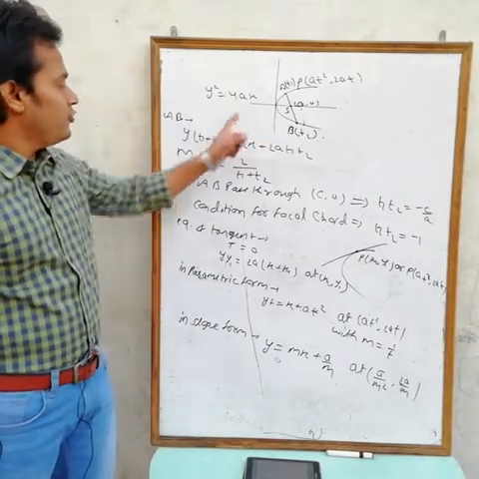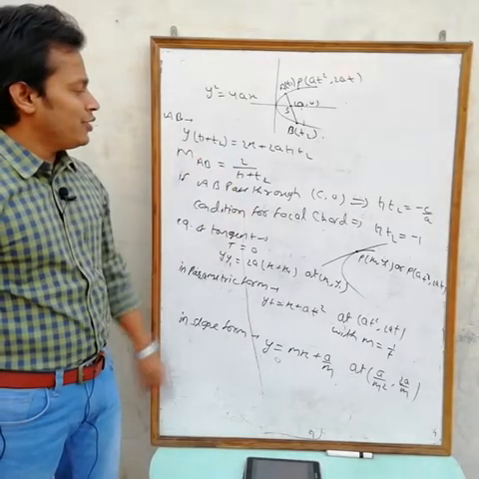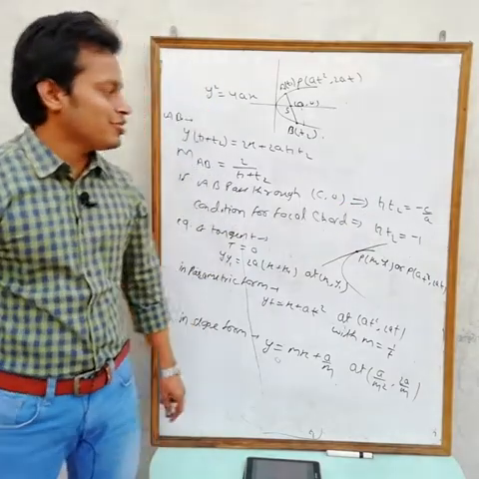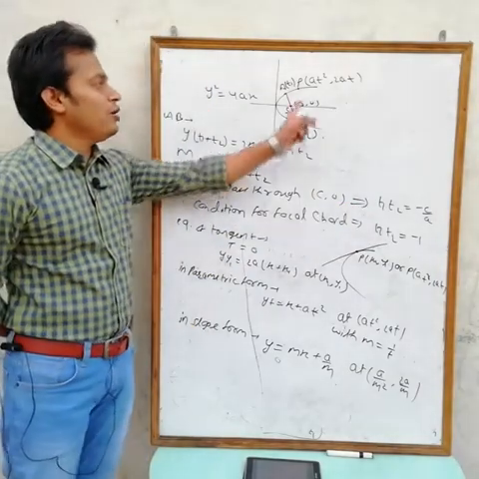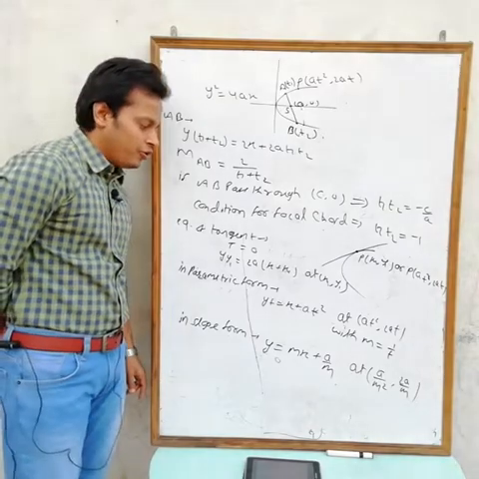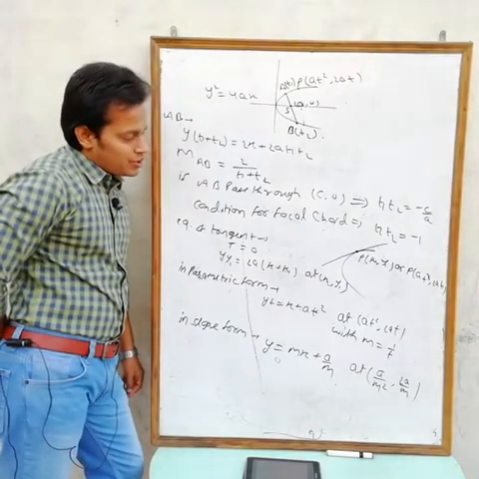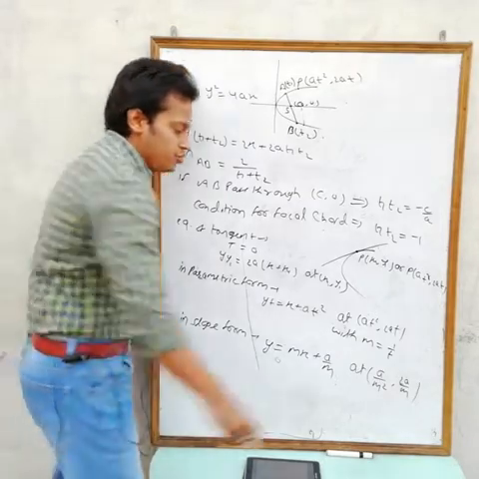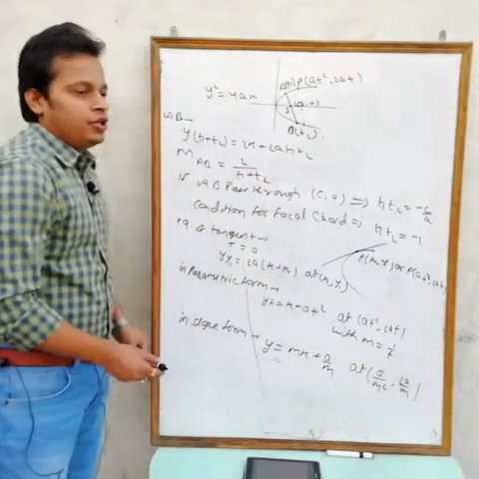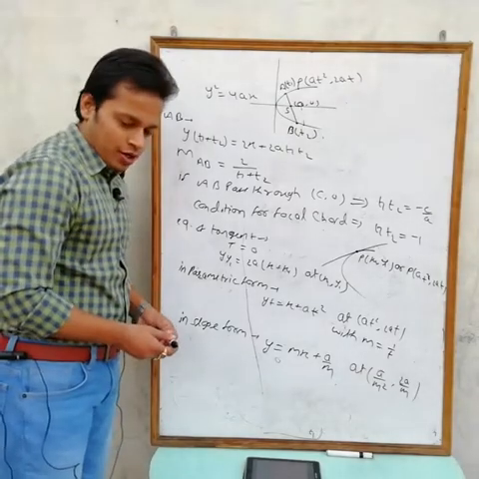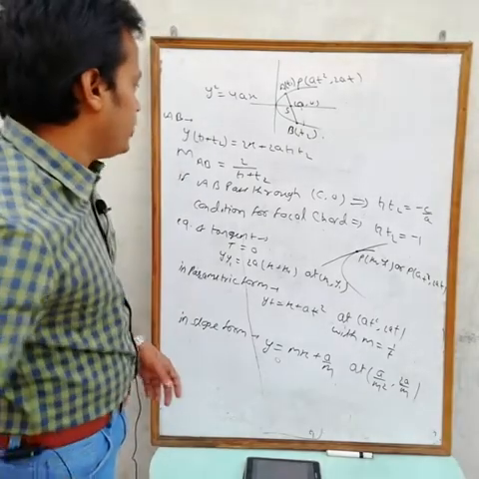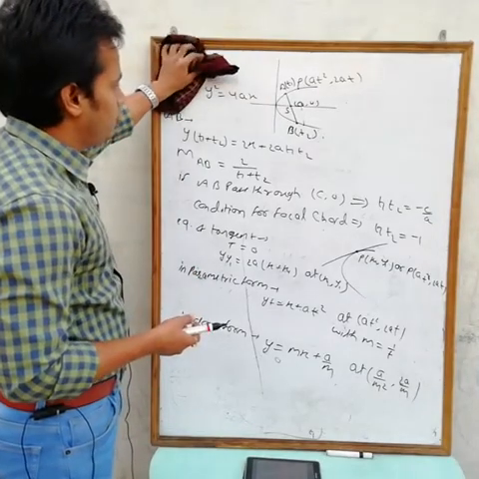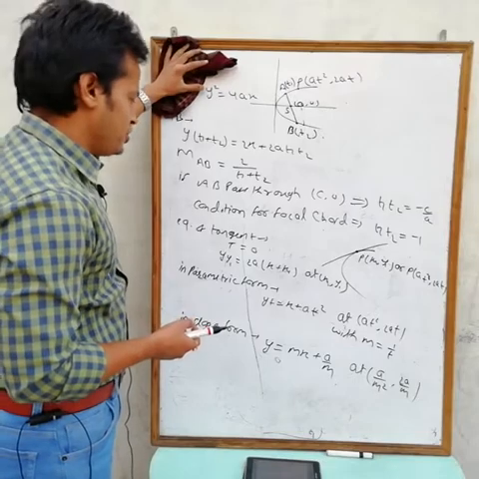Okay, slope of the line joining AB is 2 by t1 plus t2. The condition to pass through c comma 0 is t1 t2 equals c by a, where t1 and t2 are parameters of these two endpoints of the chord. Also remember that the slope of tangent is 1 by t. Slope of tangent of parabola at any point is 1 by t. Okay, so these are some points of parabola before starting the normal.